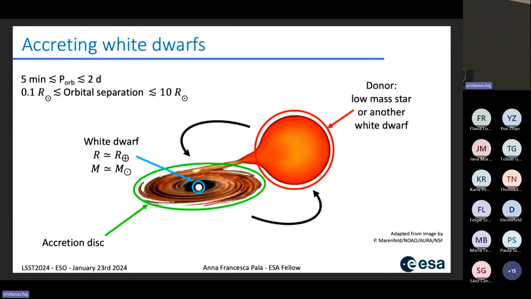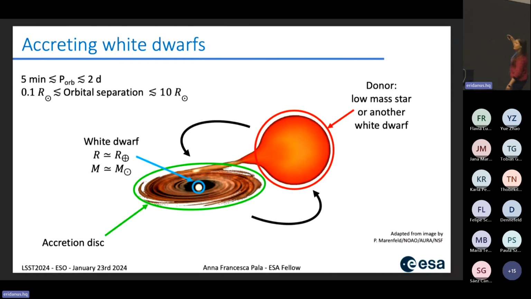These are compact interacting binaries in which you have a white dwarf accreting from a companion star. This companion star, which is also called a donor because it's giving mass, can be either a low mass main sequence star or even another white dwarf. And the donor star is in touch with its Roche lobe, therefore it is losing matter through the inner Lagrangian point, and this matter is then accreted onto the white dwarf, typically with the formation of an accretion disk.